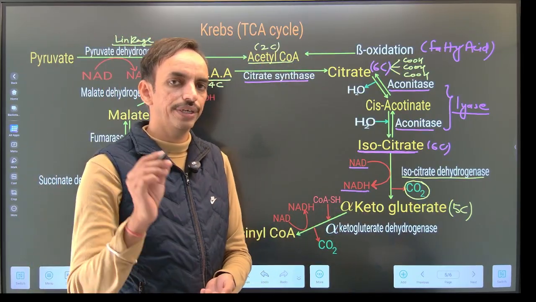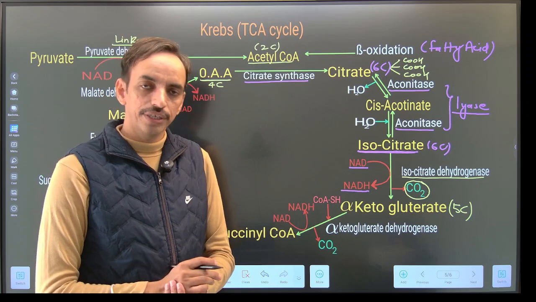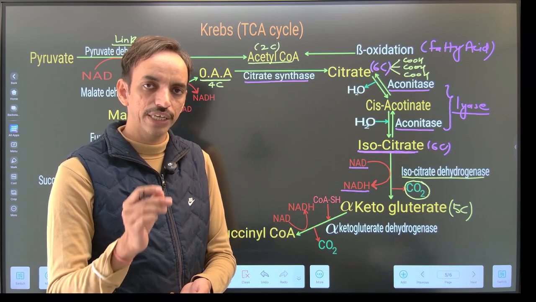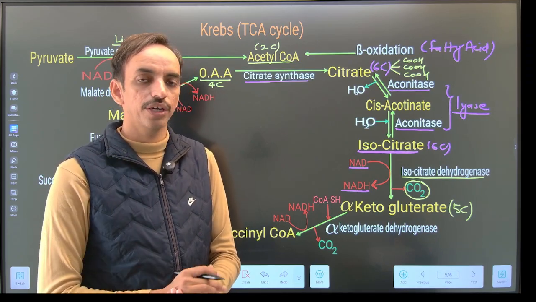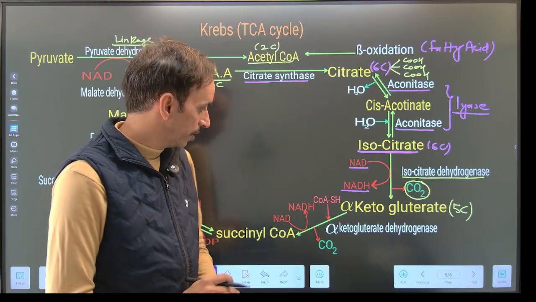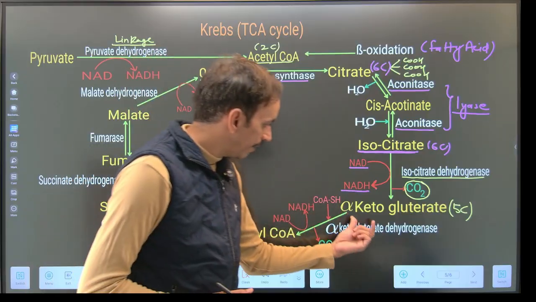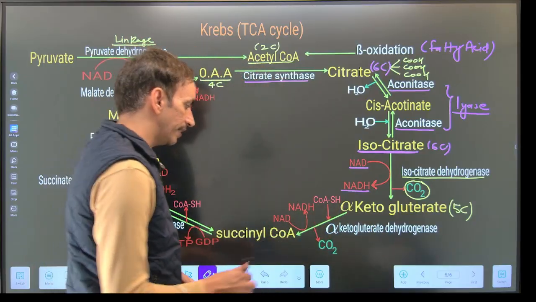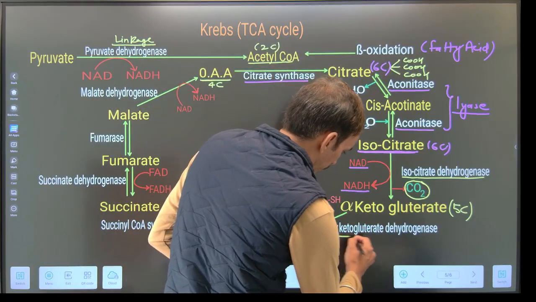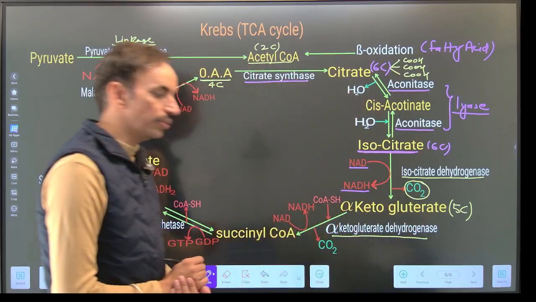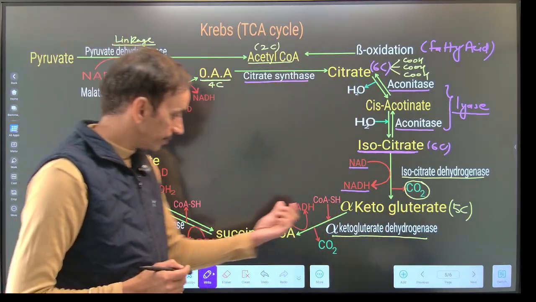And the alpha ketoglutarate, it is the only product of Krebs cycle, or we can say it is the only 5 carbon product of Krebs cycle. So we are having alpha ketoglutarate over here. On this alpha ketoglutarate, there is an activity of another dehydrogenase which is called as alpha ketoglutarate dehydrogenase.